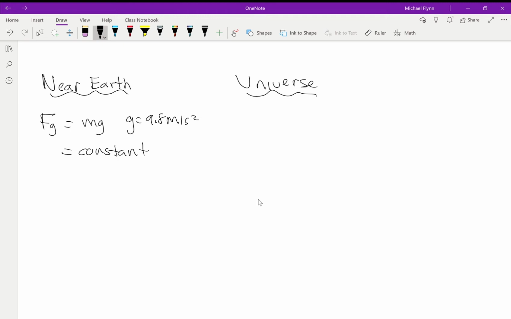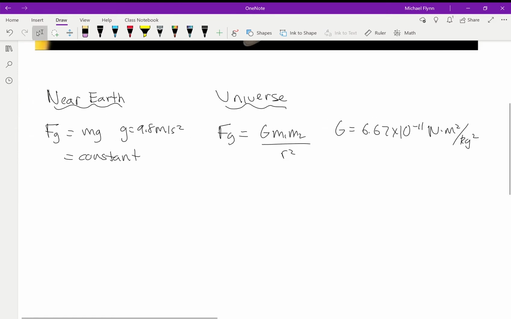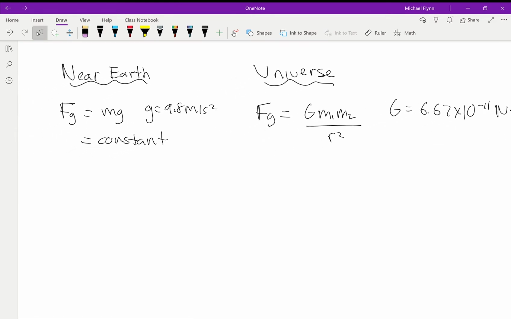Now in the universe, if you remember from the last unit, the force of gravity is equal to a constant times the product of two masses over the distance between the centers of those masses squared. I assume you remember what these variables mean, but I'll put down the universal constant, 6.67, a really tiny number, times 10 to the negative 11 newton meter squared per kilogram squared. So that is universal gravitational force. All right, now let's talk about energy.